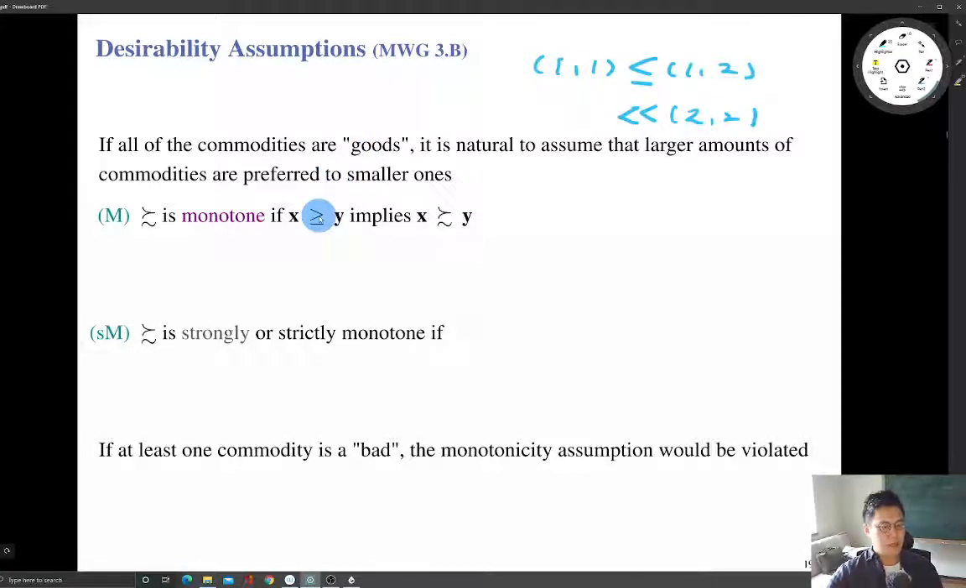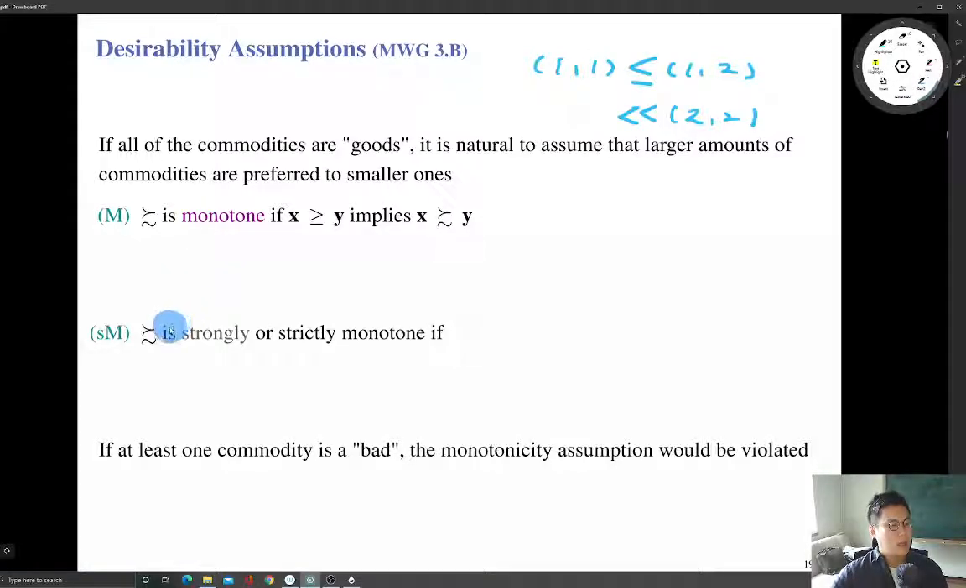So, this inequality tells us that if bundle X has more of at least one commodity than bundle Y, and for the other commodities bundle X has at least as much as bundle Y, then bundle X is weakly better than bundle Y. So (1, 2) has more of the second commodity, so that is weakly better than this one, if preference satisfies monotonicity.